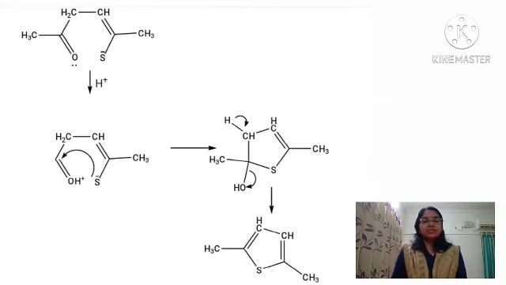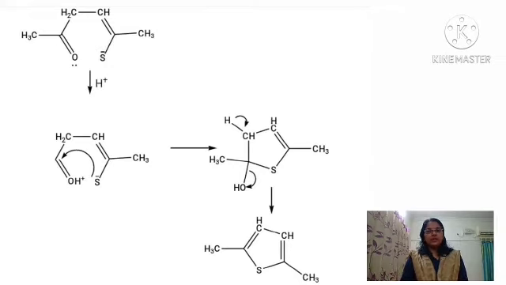The next step in the synthesis is again the attack of the acid on the next carbonyl oxygen, and this oxygen again has a lone pair of electrons and starts attracting the proton and gets protonated. Then the next step in the synthesis is that the sulfur, having a negative charge, gets donated to this carbon, thereby forming a bond between the carbon and sulfur, so that a ring is formed.